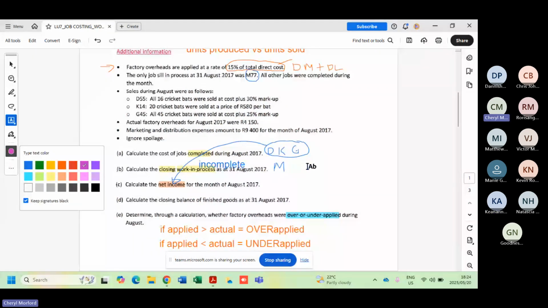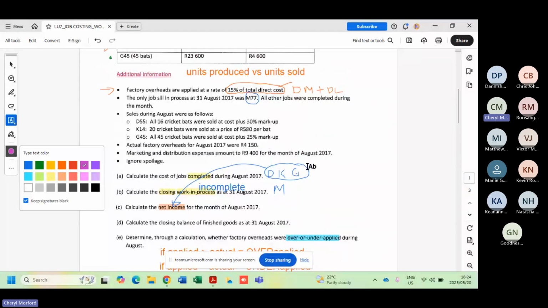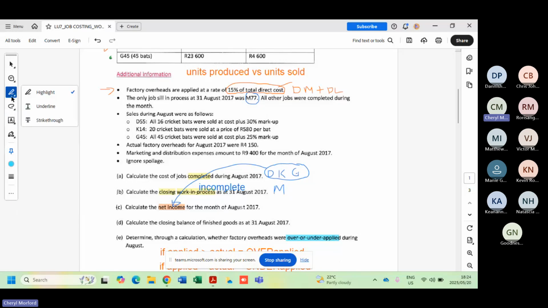So now, remember I did say at the top, it's important as to how many units were produced compared to how many units were sold. So we do need to, I jumped the gun a bit there, look here first. So here's the information to do with the sales. So we need to notice in each of the jobs how many of the products, in this case cricket bats, how many of the product were produced and how many were sold.